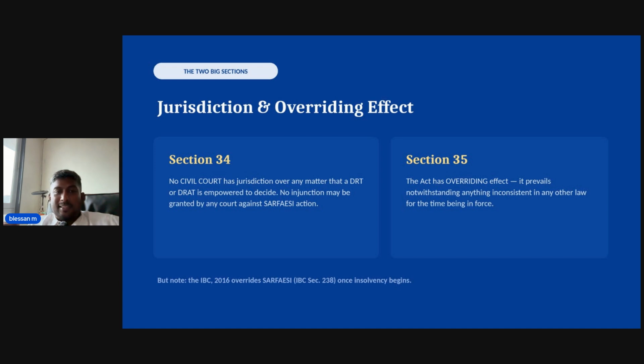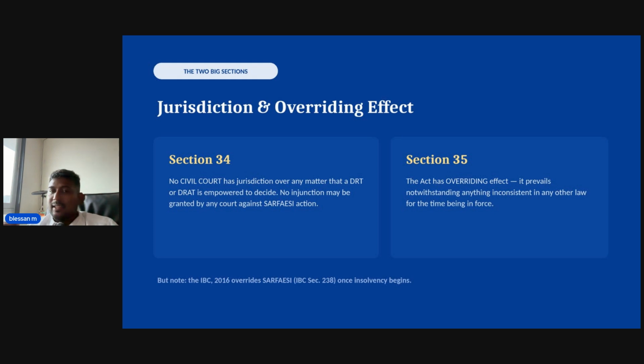Now, having said that, the Supreme Court has time and again said that if the particular suit is filed as part of trying to stall the SARFAESI action, then the civil court should not entertain this. However, for our understanding purposes, Section 34 is very important. This is another often asked MCQ. And in Section 35, the SARFAESI Act has overriding effect over other provisions which are inconsistent with any other law.